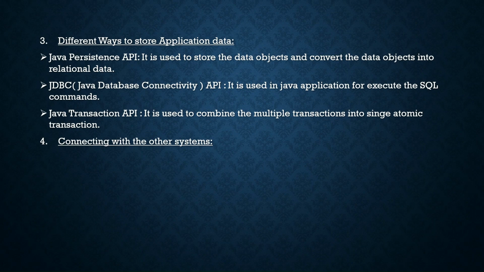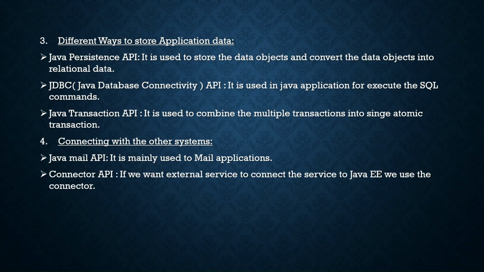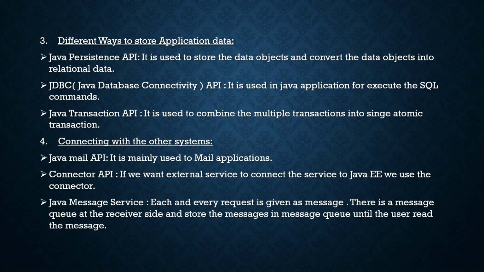Connecting with the other systems. Java Mail API. It is mainly used for mail applications. Connector API. If we want to connect any external service to Java EE, we use the Connector API. Java Message Service. Each and every request is given as a message. There is a message queue at the receiver side that stores the messages until the user reads the message.